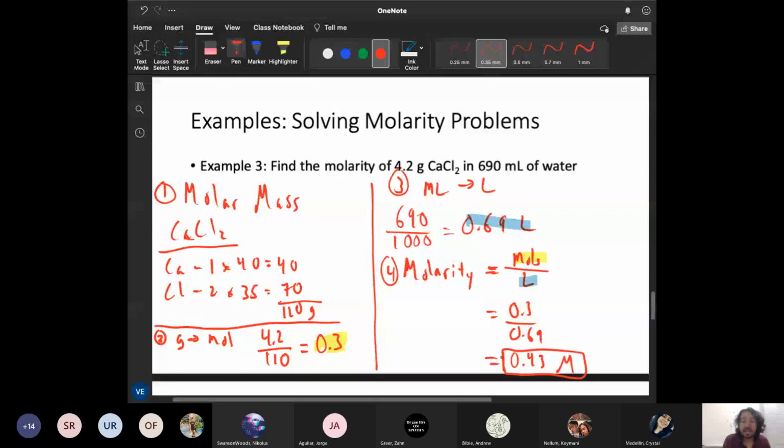So now I want to go over the next topic for today and the last topic of this unit, which is dilutions. And dilutions are pretty straightforward.